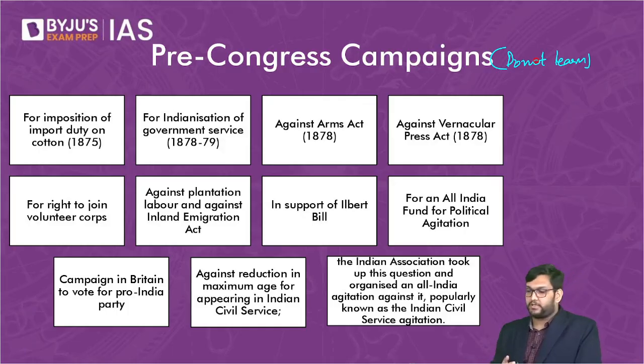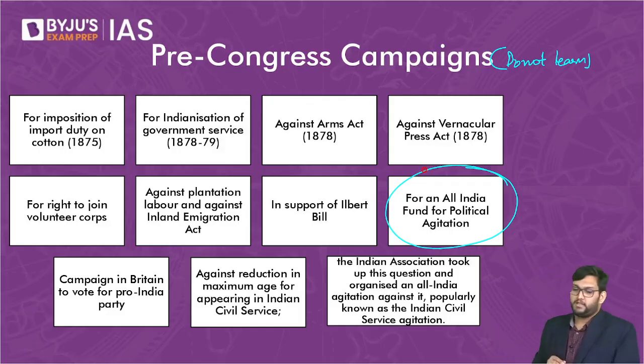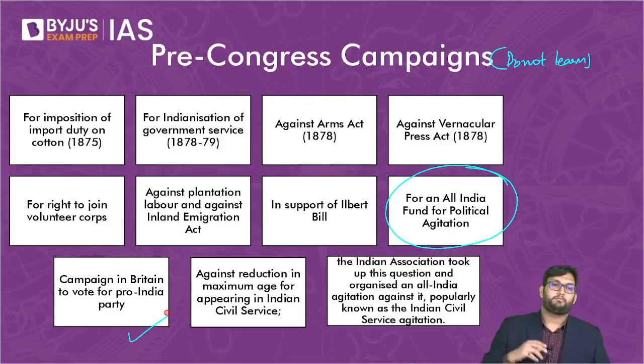All India Political Fund. And now this is the irony. They wanted the British to give them a fund so that they could oppose the British. All India Fund for Political Agitation. That you give us some money so that we can fight against you itself. Thereafter, a campaign in Britain for a pro-India party in Britain itself.